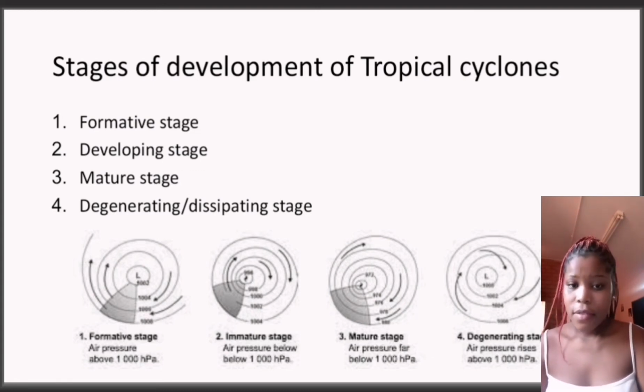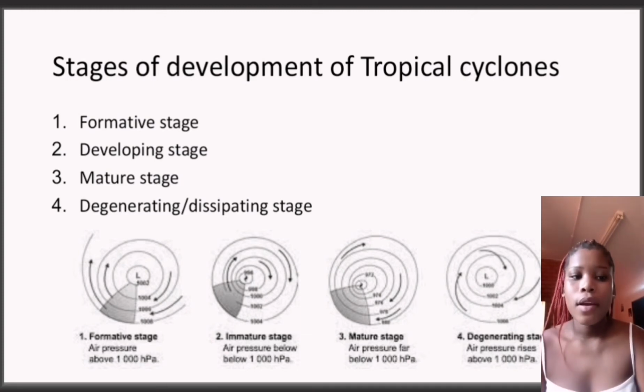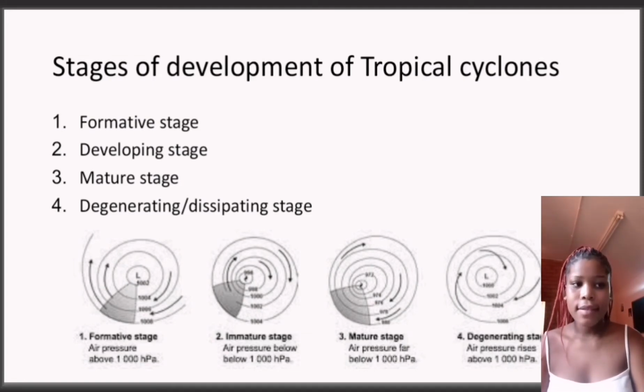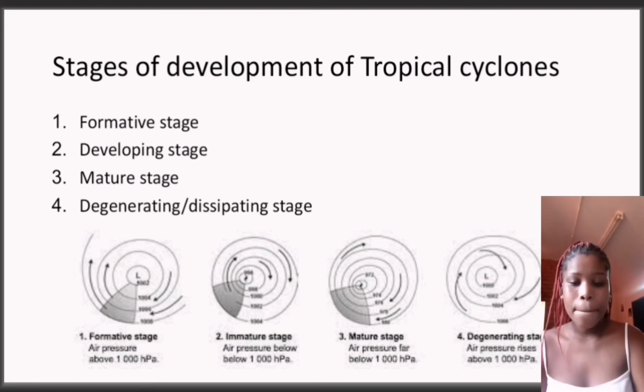The word formative comes from the word form, which means on this stage the cyclone is just beginning, is starting. The air pressure is above 1000 hectopascals. Hectopascals is an international unit of measuring atmospheric pressure. As we take a look into the images on this slide, we can see that on the center of the formative stage, the hectopascals start at 1000.